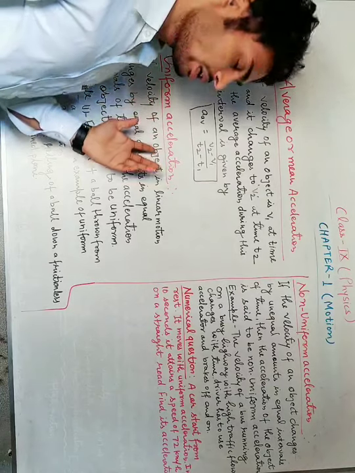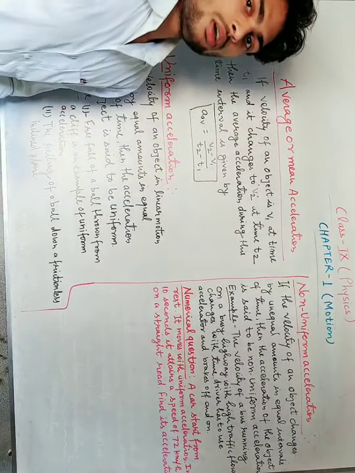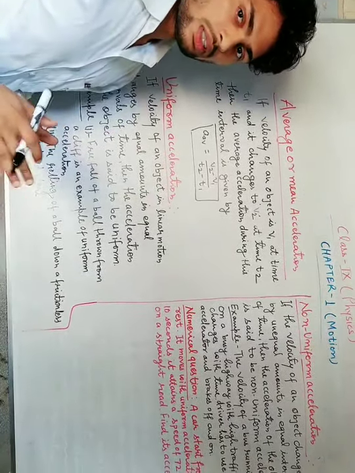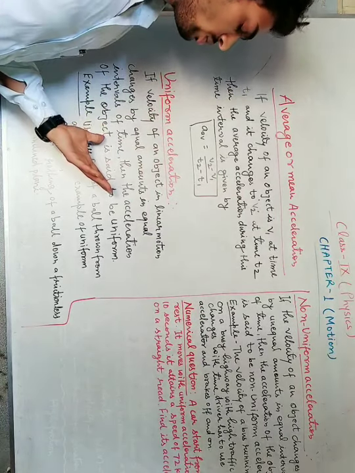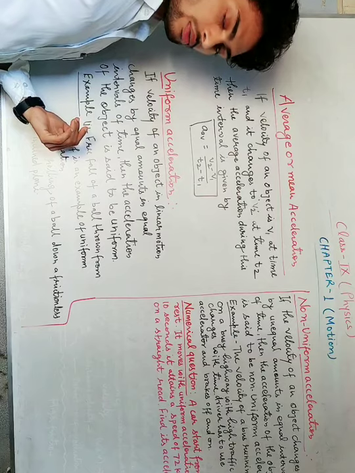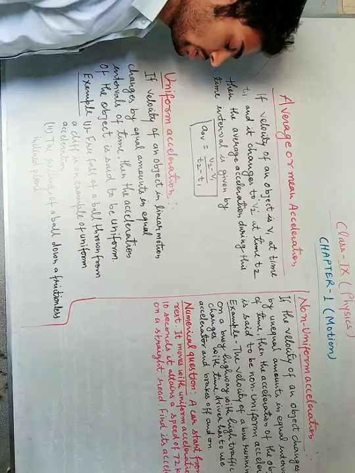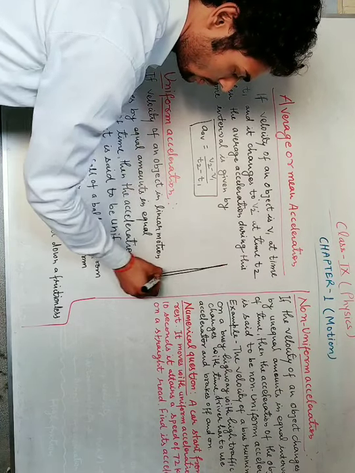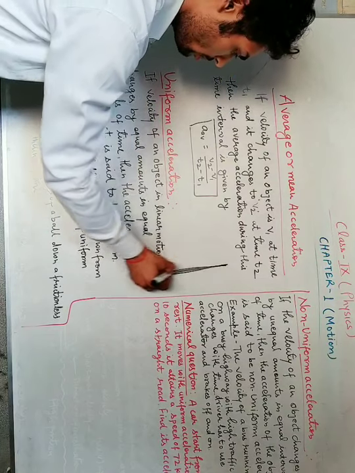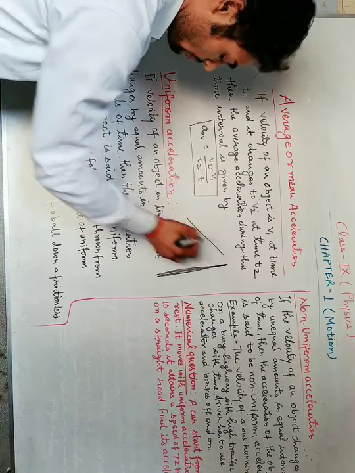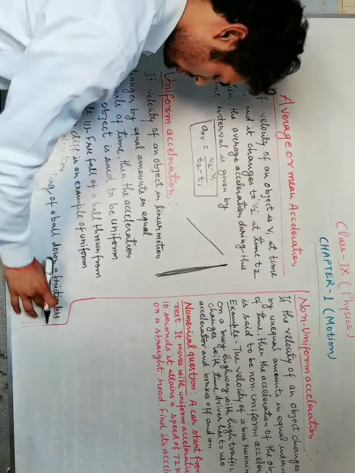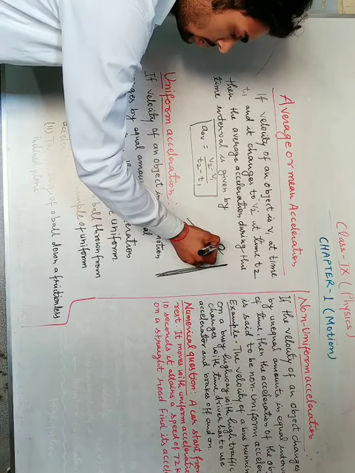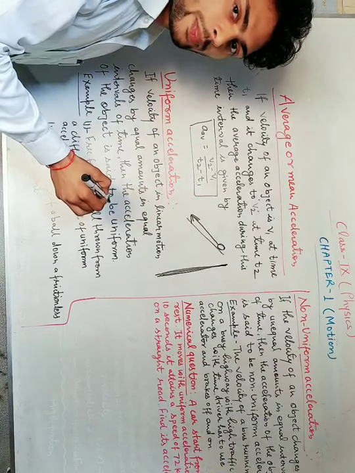And next, uniform acceleration. When the velocity of an object changes by the same amount in the same interval of time, it is called uniform acceleration. An example of uniform acceleration is a freely falling body. If any object is in free fall under the influence of gravity, then it has uniform acceleration. Or a ball rolling down a frictionless inclined plane. If we have an inclined plane and a ball rolling down, then it has uniform acceleration.